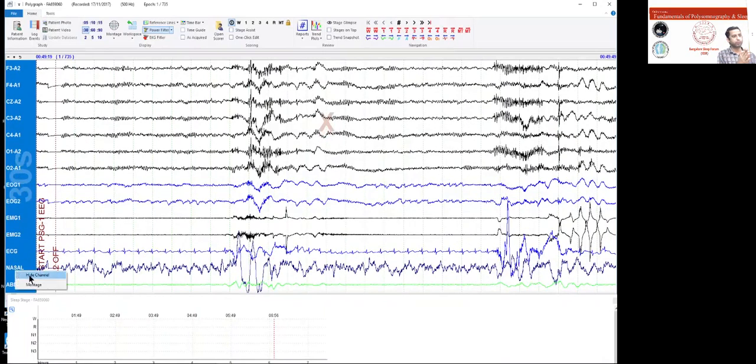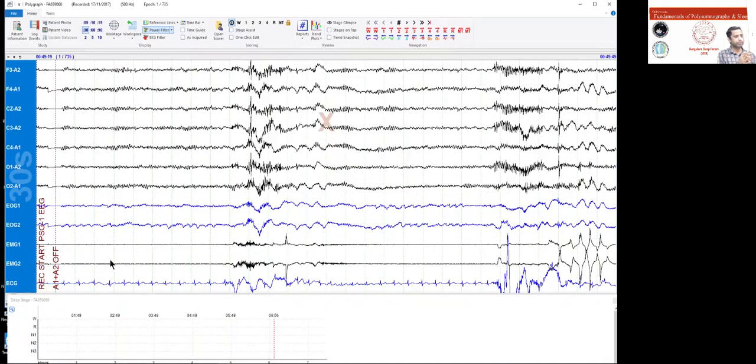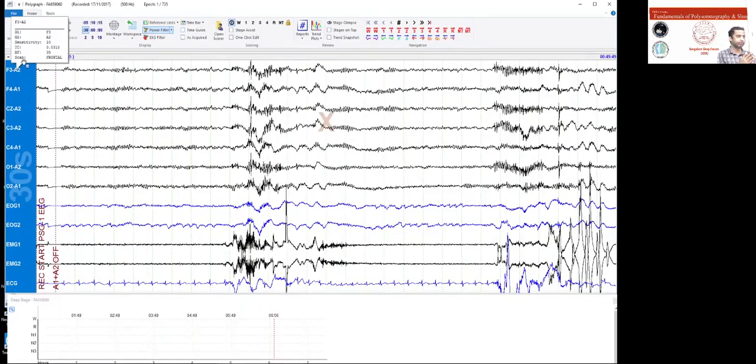So what do we need for sleep stage scoring? We need only these. We don't even need the ECG for sleep stage scoring, and this is very clean data now. You can also change the sensitivity. To look at EMG activity, you must see at least 2 mm on the screen, so you should change the EMG sensitivity accordingly. So we have frontal, central, and occipital derivations.